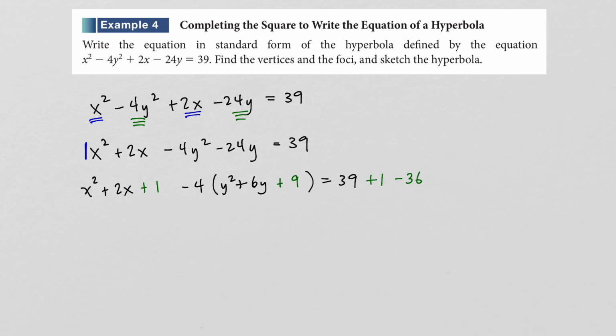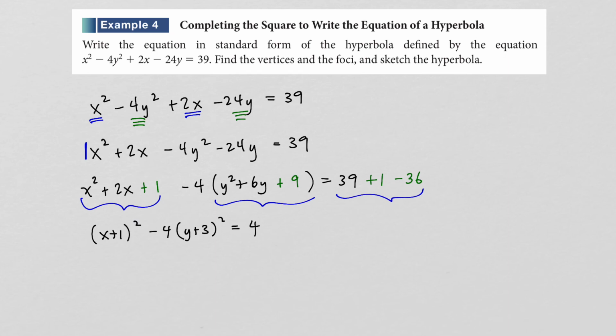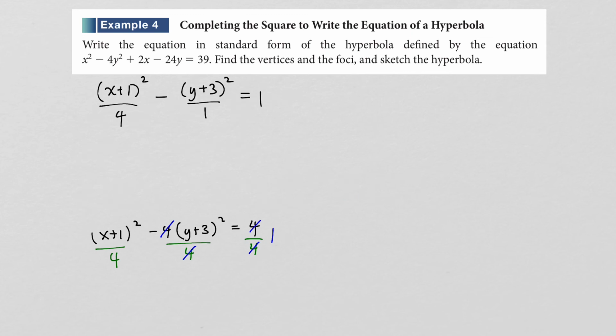We can factor this, and we can factor this, and we can add up those numbers, and that gives us the following. And now, to make this into standard form, what we need to do is have a 1 here, so we have to divide everything by 4. And when we do that, we get what you're looking at here, basically, except that these 4s will cancel, and these 4s will cancel, leaving you with a 1 right there. And let's go ahead and write that equation. All right, so there is the cleaned up version of that equation.